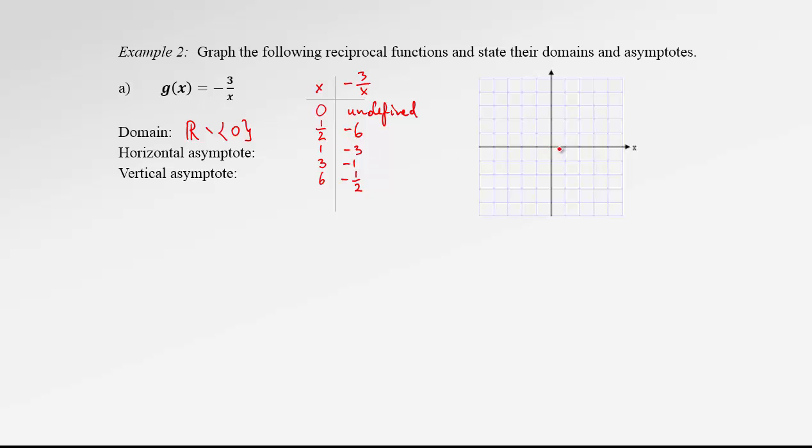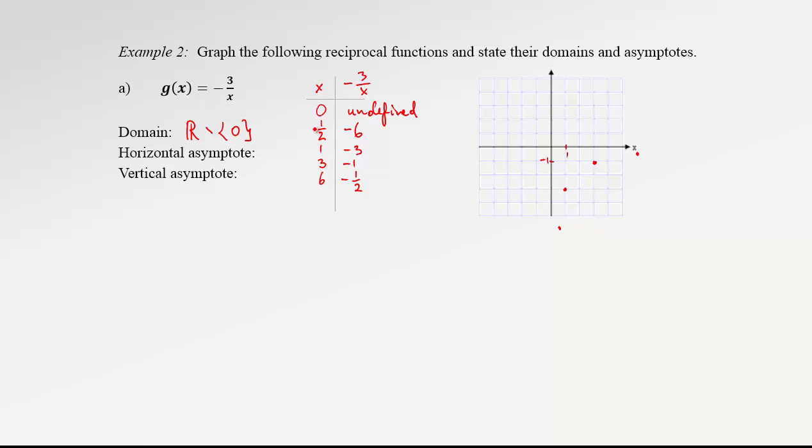So (1/2, negative 6). We don't have 6 on the grid, but it's just one step lower, so approximately here, if our steps are 1 by 1. So that's the point that belongs to the graph. Now (1, negative 3), that's here, and then (3, negative 1) here, and (6, negative 1/2). So x equals 6 is approximately here, so our graph comes through this point.